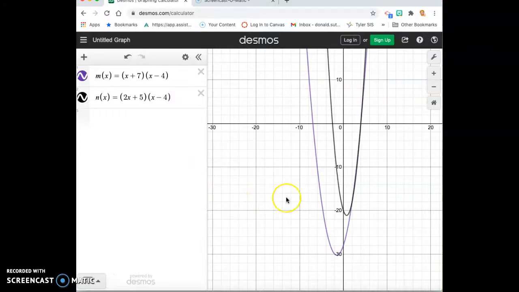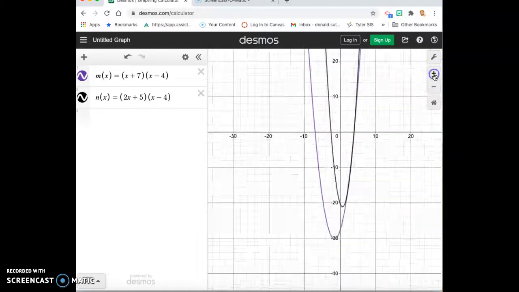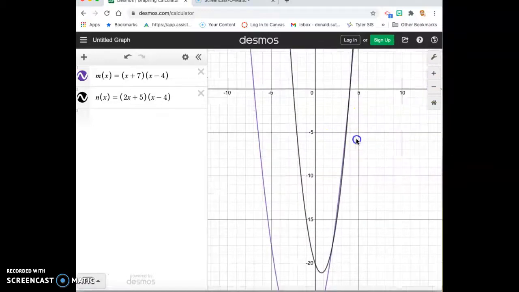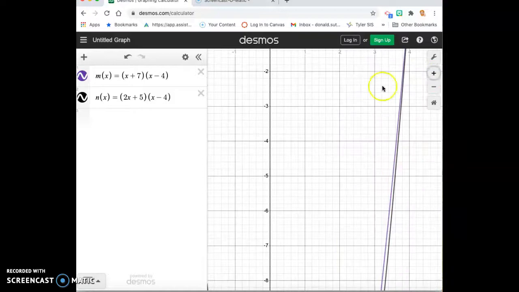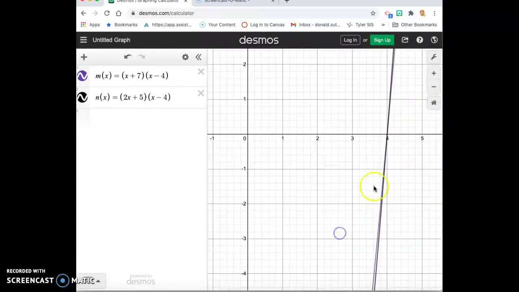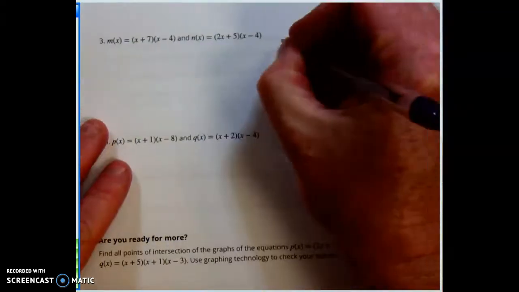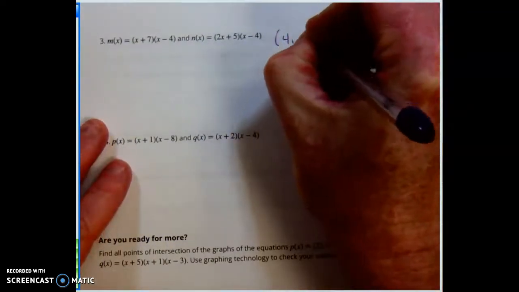Okay, so we're looking for where they cross each other. And it looks to me like I need to zoom in here. They're really, really close together. But right there looks like my only intersection. So I'm going to say (4, 0) is the only place they cross.